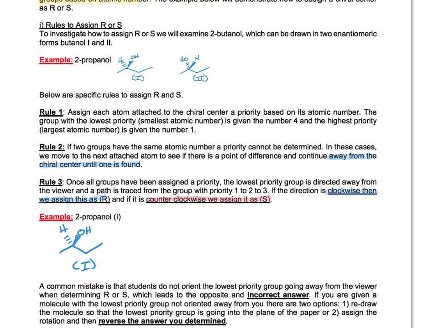At this point, we need to assign each group a priority based on its atomic number. So here we've got an oxygen directly attached to the carbon center, a hydrogen, a carbon, and a carbon. Right off the bat, what is the atom that has the highest atomic number that's directly attached? A carbon, an H, or an O? The answer is it's the oxygen. So this would be priority 1. Our smallest group, in this case, is the hydrogen. Anytime you have a hydrogen, it is going to be the lowest priority. It is going to be priority 4.